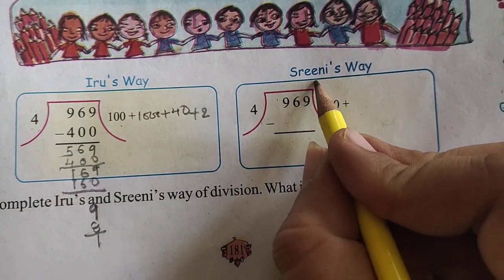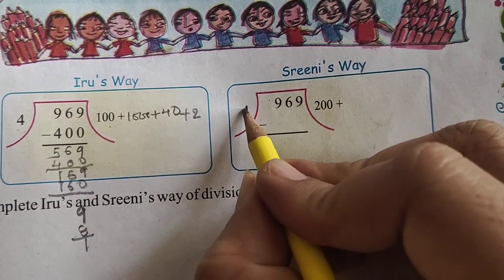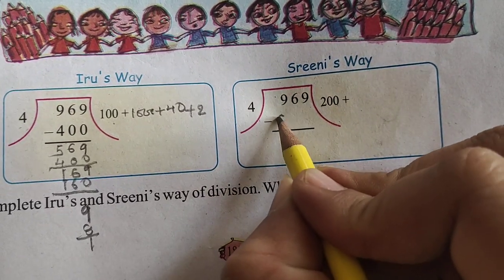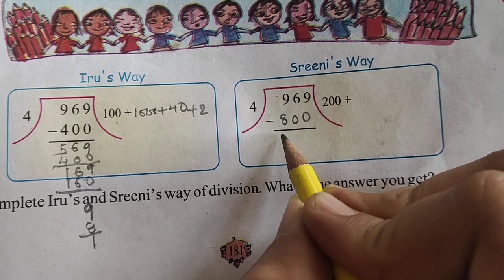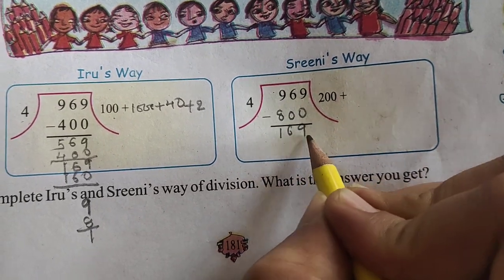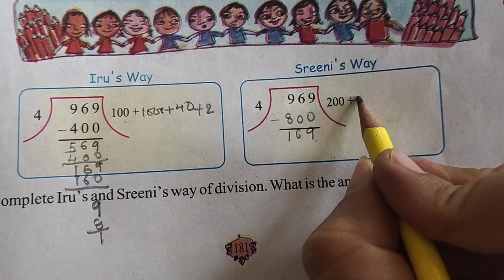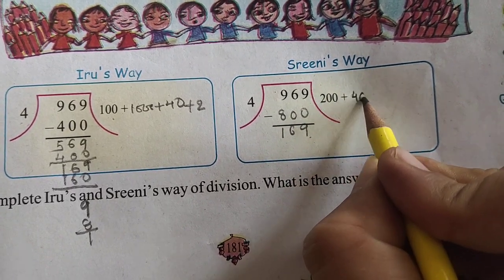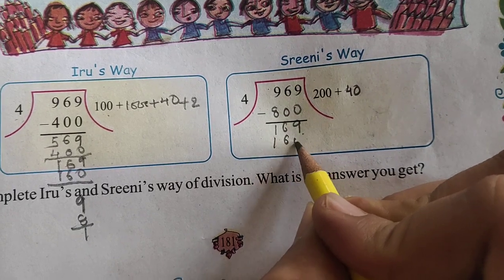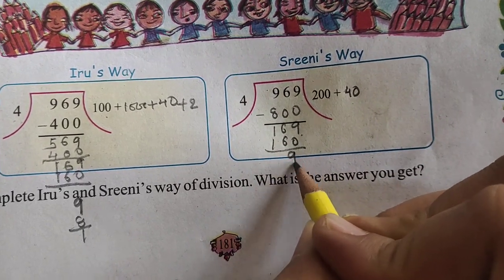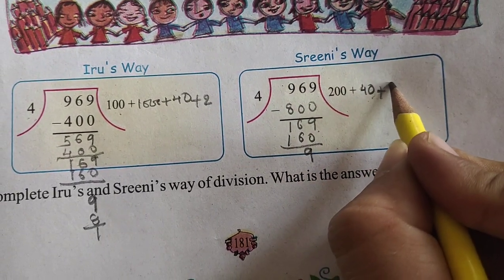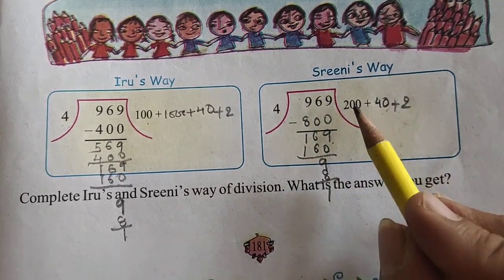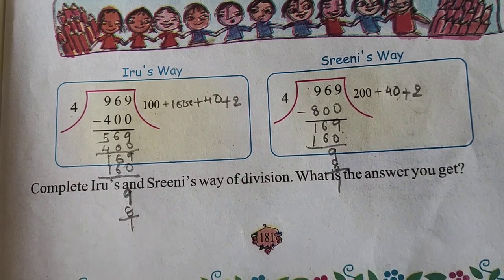Now, Shrini's way. Shrini took 4 200s. So 4 2s are 800. So directly she will get 800. Now 169 is left. Now 40s are, we'll get 160. 9 minus 8, remaining 1. So Shrini got 1 step less and Iru got 1 step more.